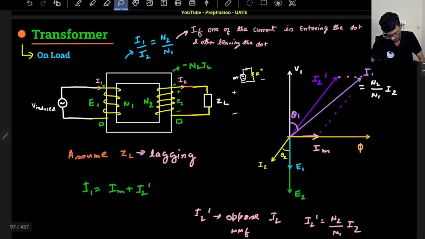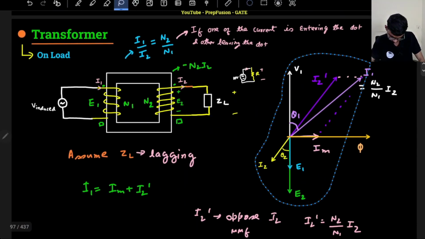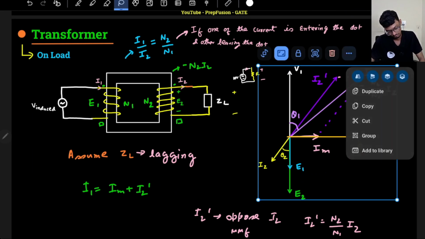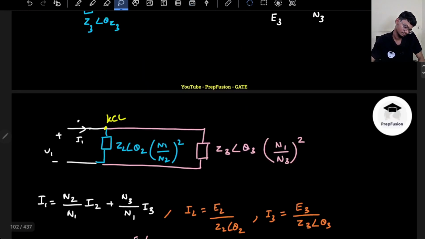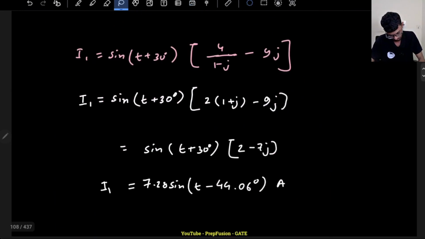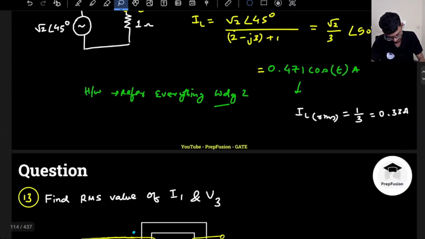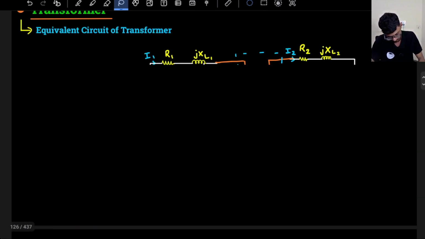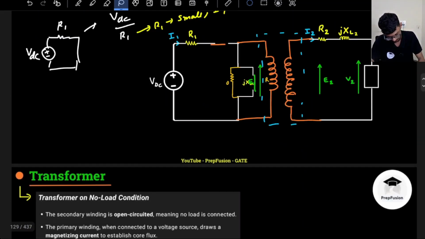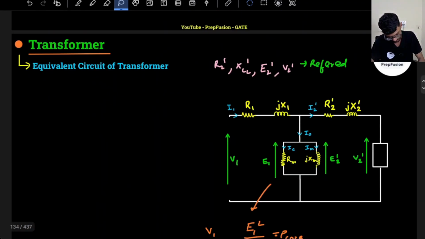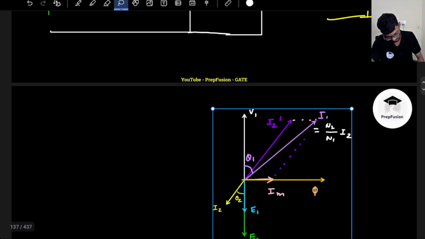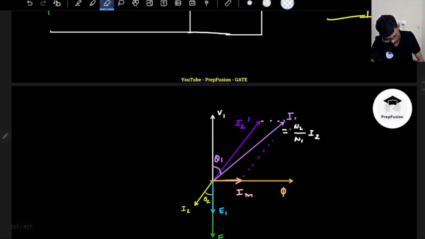Where is the approximate model? Yes, here I am. Okay, so if I just paste this phasor diagram, I will remove these load currents. For now we are considering without load.